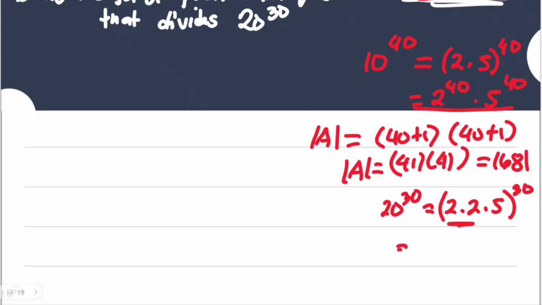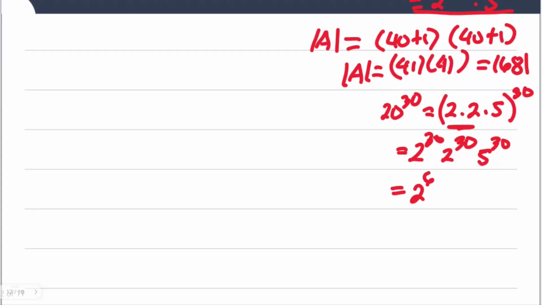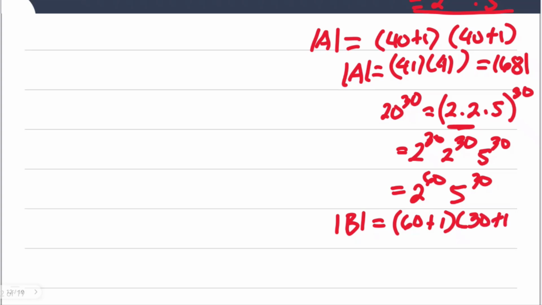So you will have here 2 to the power of 30, 2 to the power of 30, 5 to the power of 30. Again, you can just simply add 2 to the power of 60 using laws of exponents, 5 to the power of 30. So the cardinality of B is actually 60 plus 1 times 30 plus 1. That's 61 times 31. You will get here a result of 1,891. These are the number of positive divisors for 20 to the power of 30.